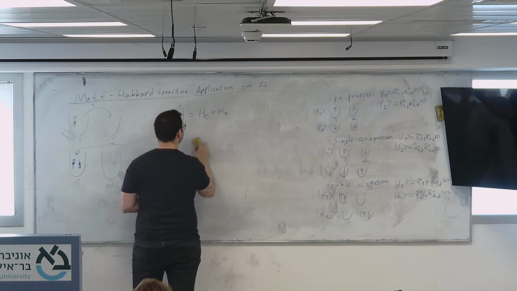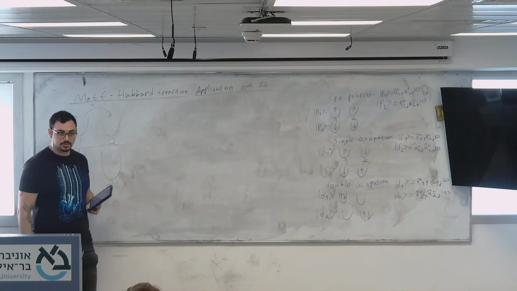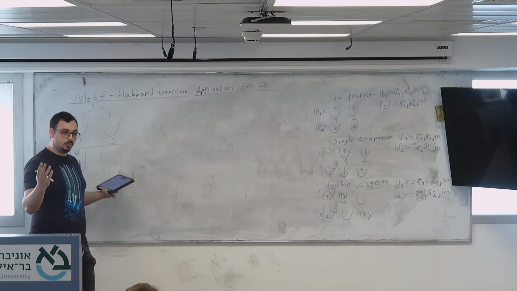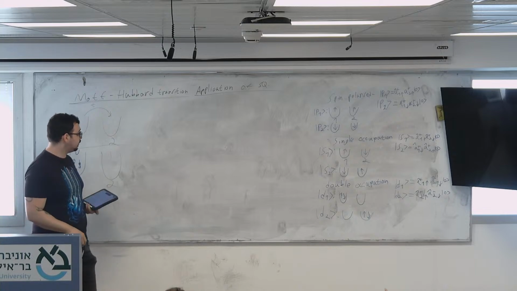Now, when we want to solve some quantum systems, the most common thing that we want to do is try to find the eigenstates and the eigenvalues.